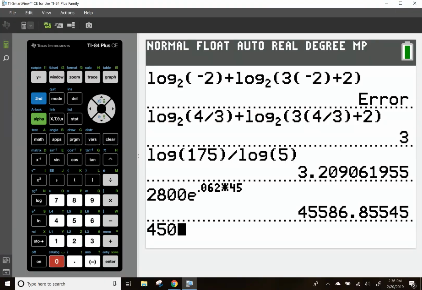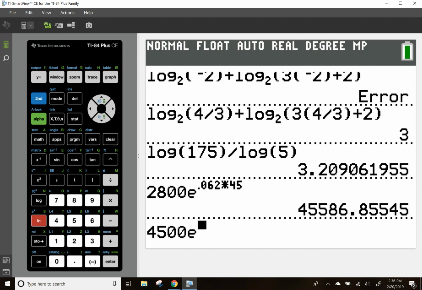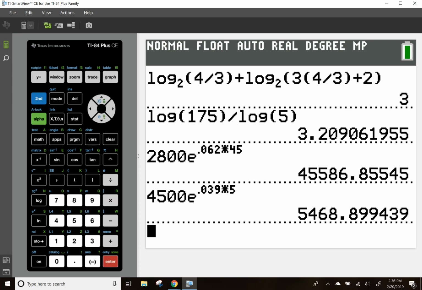So 4,500. Again, to hit e, it's second, and then the natural log button, that's our e. 0.039 times 5. There you go.